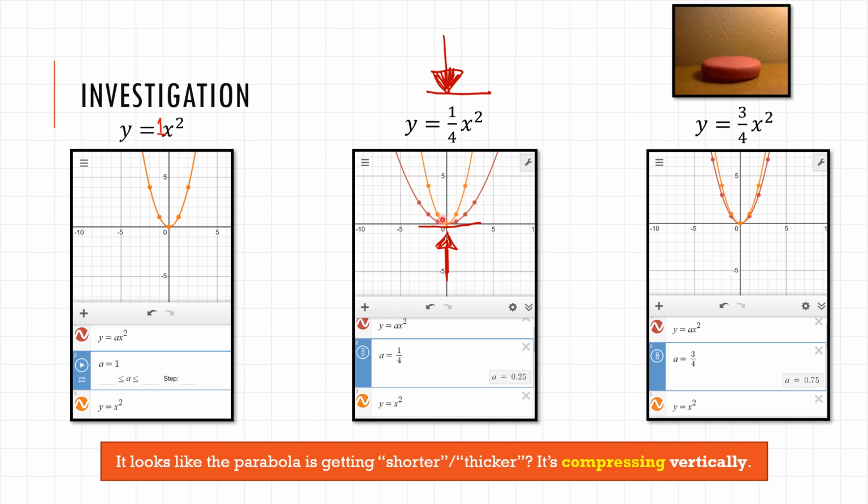Notice the dots here are still the same distance from the y-axis. That's how we know that is true. That's kind of extraneous though. Really the only important thing for us to remember is that this is compressing vertically. So over here, a was a small number. It has decreased from 1 to 0.75, and that way it got a little bit shorter, to 0.25, and that way it got a lot shorter. So it is compressing vertically.